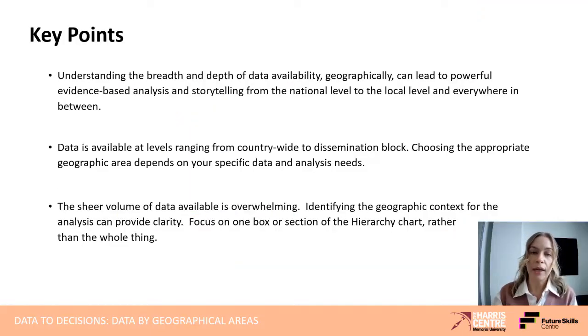Some of the key takeaways from this presentation: to start, understanding the relationship between data and geography allows for more informed analysis, which can lead to really powerful evidence-based decision-making and storytelling from a national level to the local level and everywhere in between. But because of the immense amount of data available, focusing on one box or section of the hierarchy chart is going to help provide clarity and a starting point for data collection.